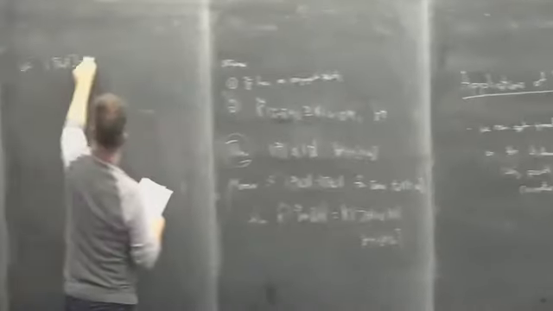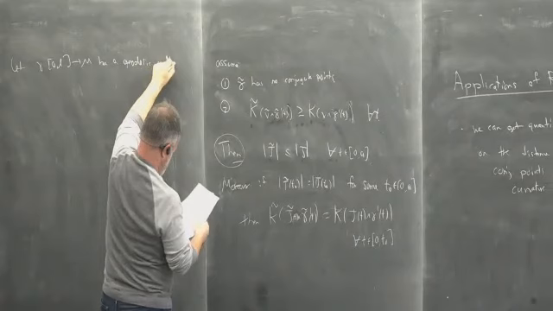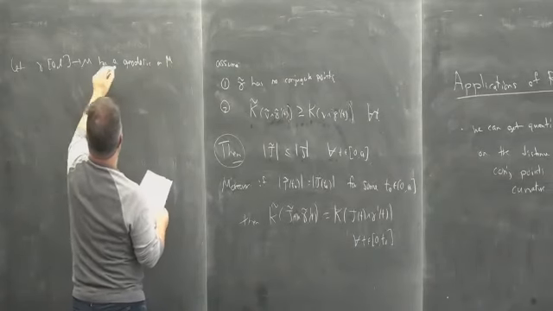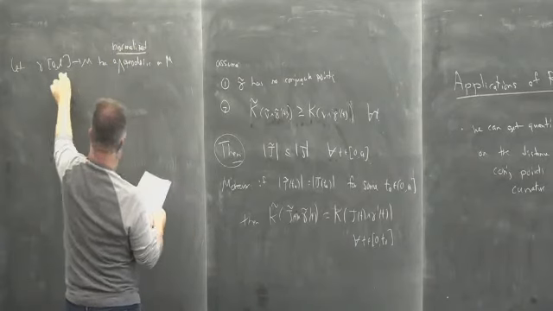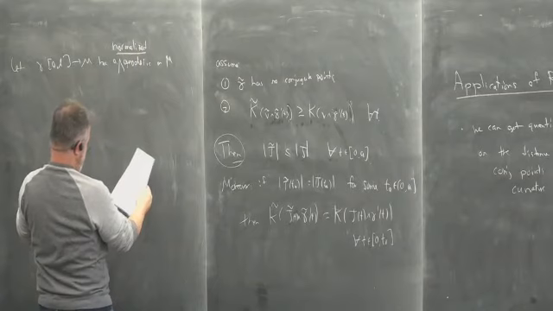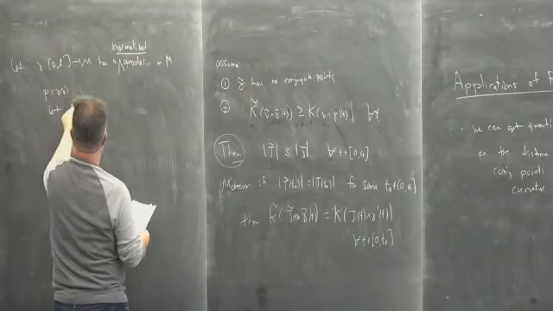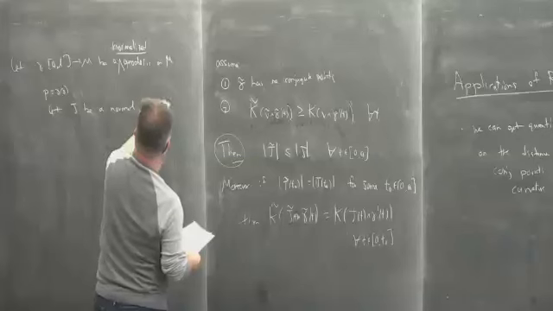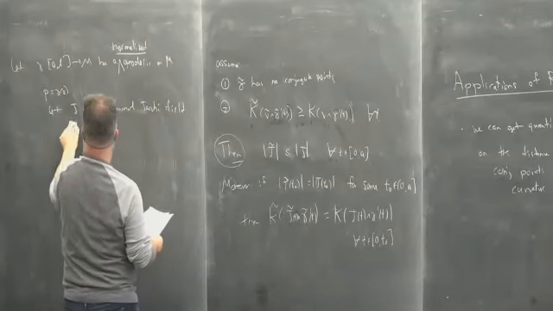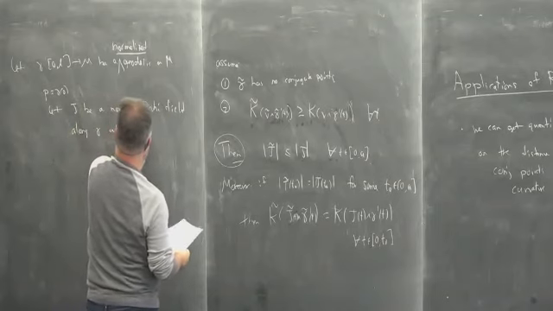Let gamma be a normalized geodesic on M, so its length is L. Let P be gamma of 0, and let J be a normal Jacobi field along gamma with J of 0 equals 0.